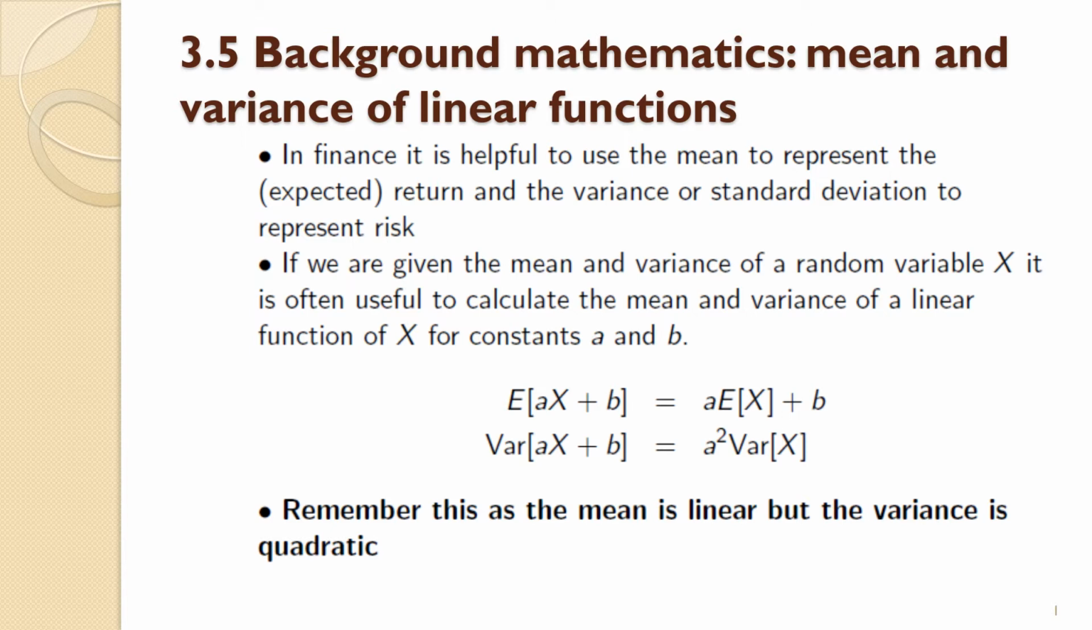So the basic way to remember this is that the mean is linear but the variance is quadratic. If you look at the first equation on the slide, I'm not going to talk you through it, but the thing to get from this is that it essentially works in a linear way, so the mean is linear. Now the second one, you can ignore the b bit and just concentrate on the a bit. The variance, the second equation here, is quadratic.